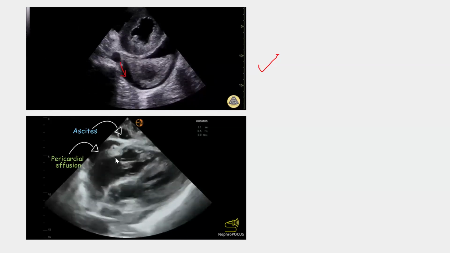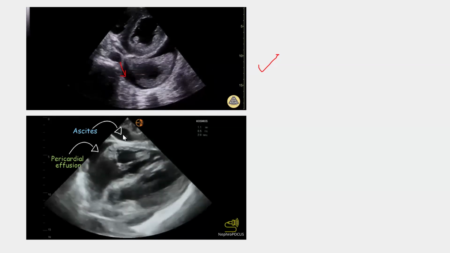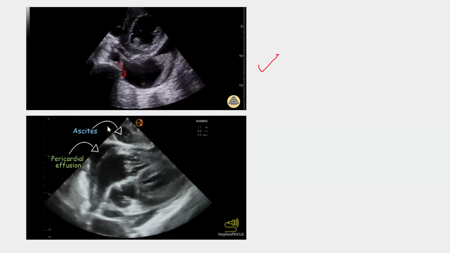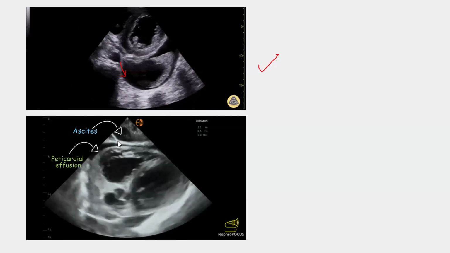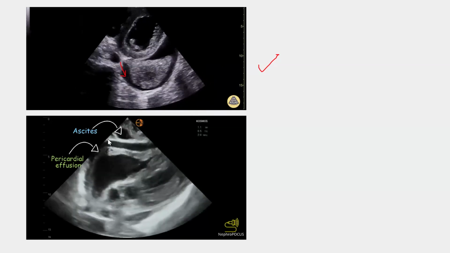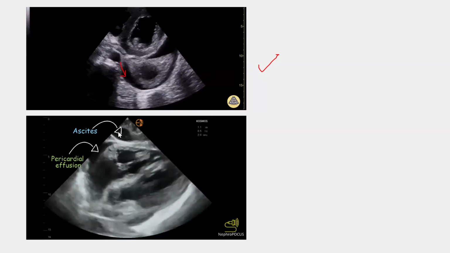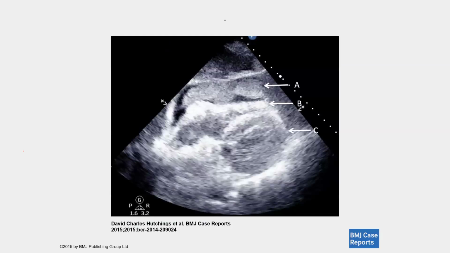Now look here. Again, we are seeing a small pericardial effusion. Look at this one here. There is echolucency and there is this ligament. This ligament, the falciform ligament, is a very important landmark for ascites. Wherever you find this in the subcostal window, you can report there is evidence of ascitic fluid. And this is hematoma.